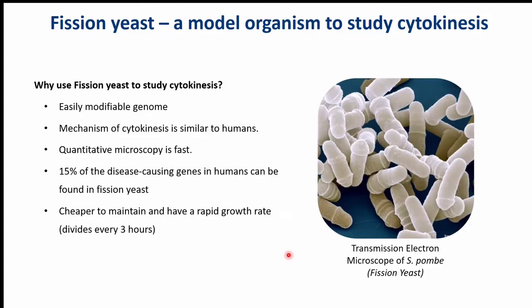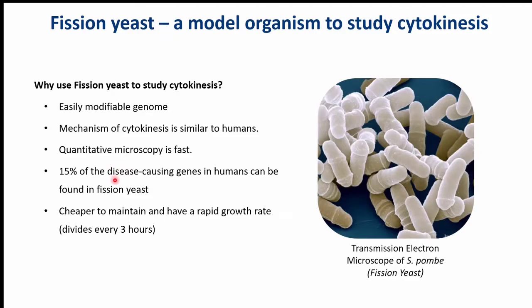But why is it a great model organism to study cytokinesis? Because its genome can be easily modified. That means the molecular cloning process is much easier in this model organism. So we can play with the genes whose mutations cause diseases, and we can try to gain some insight into the mechanism of why it causes those diseases. And the mechanism of cytokinesis in this small model organism is very similar to humans. We can do quantitative microscopy in this model organism, and we can observe them in a very quantitative manner, in a very fast way.